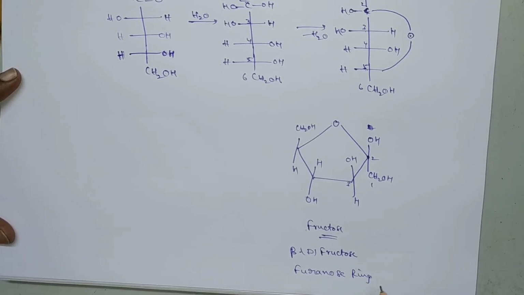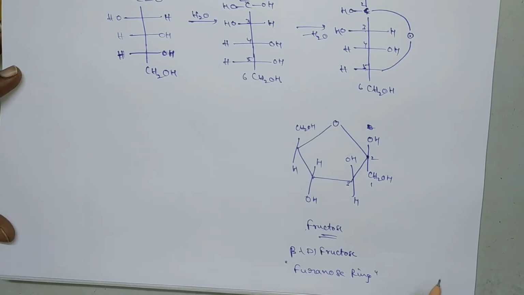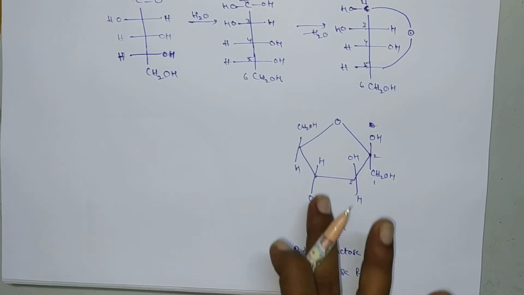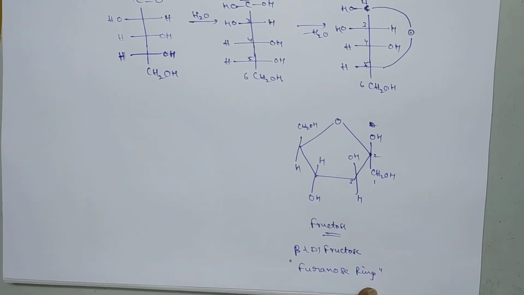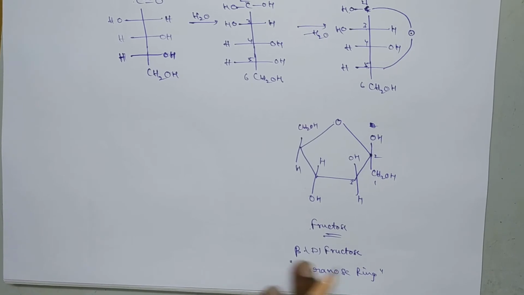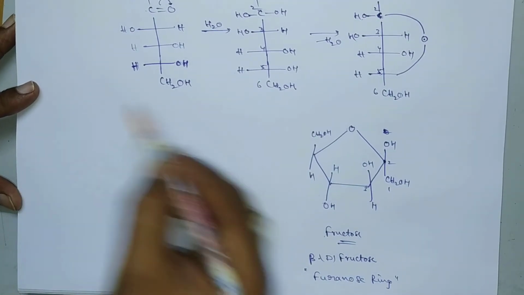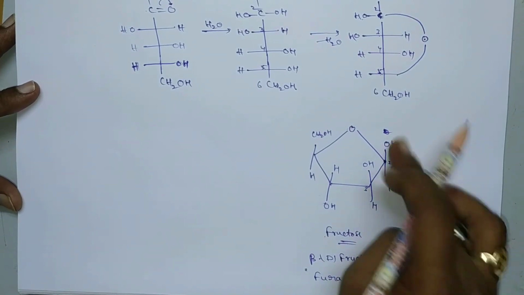ring structure. So sometimes he asks like this. So fructose exists in the form of pyranose or furanose. So fructose exists in the form of furanose ring structures, whereas glucose exists in the form of pyranose ring structure. So this is the beta form. So if you consider the alpha form, the OH should be on the right side. So if the OH is at the right hand side, this will be interchanged.